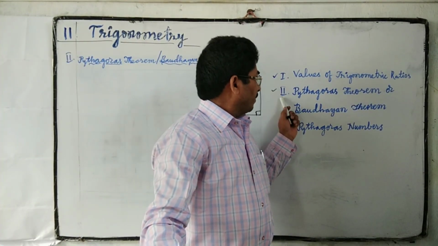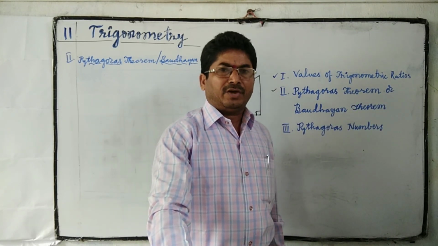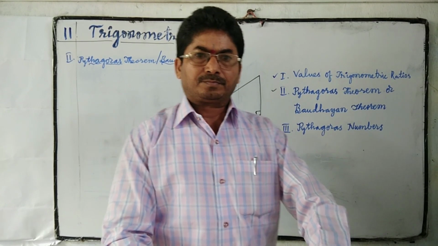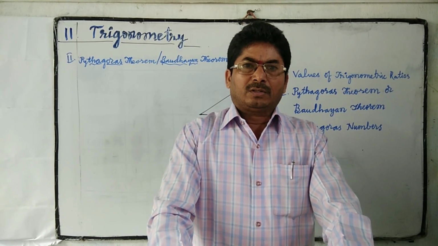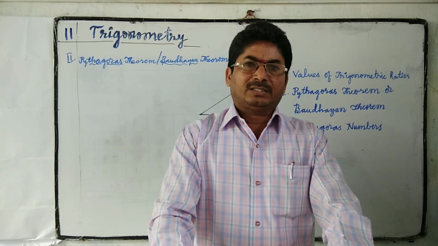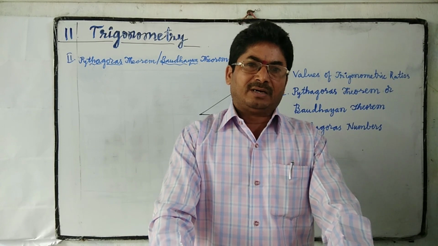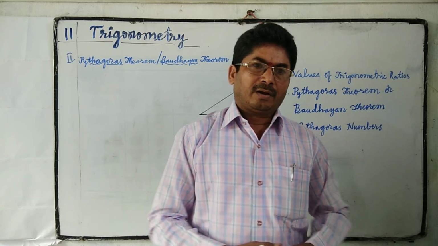Next, Pythagoras theorem or Baudhayana theorem. This is a very important theorem. In a right angle triangle, the square of the hypotenuse is equal to the sum of the squares of the other two sides. We can see the detail.